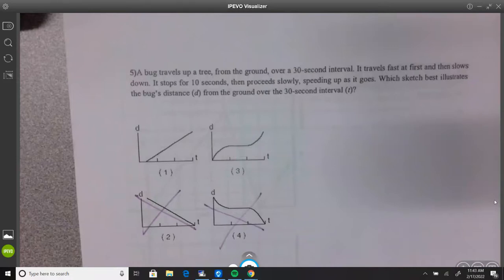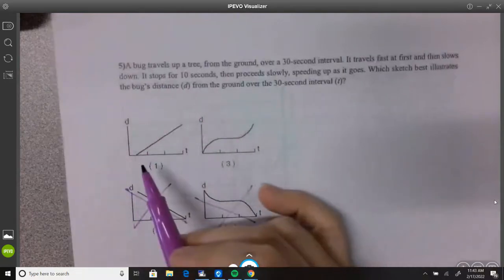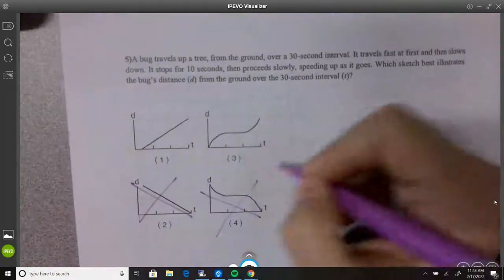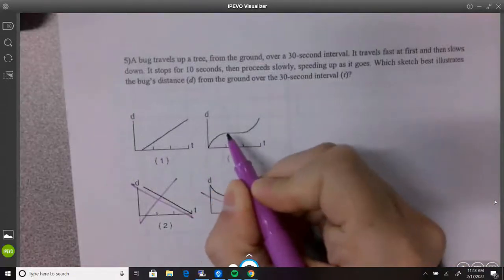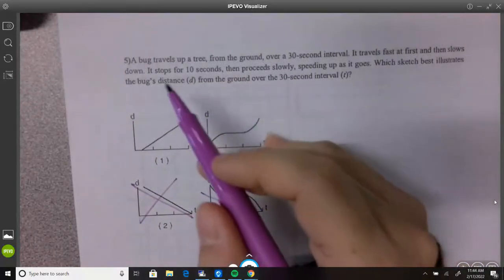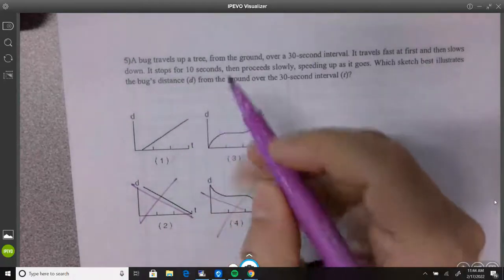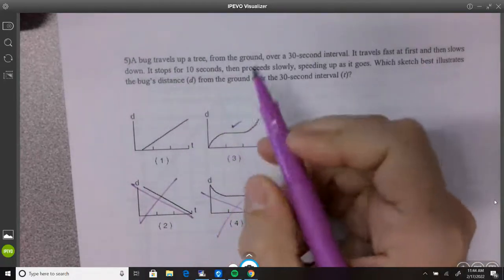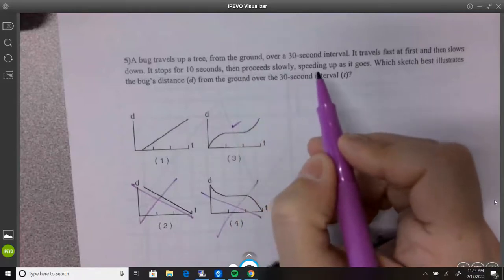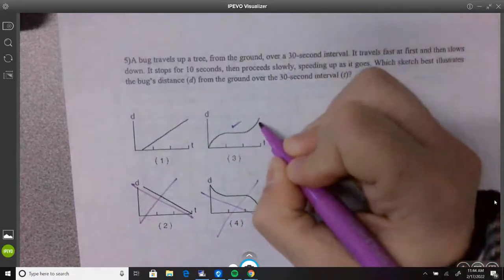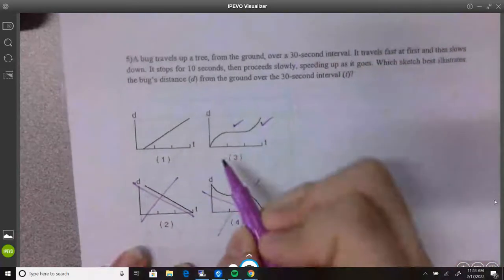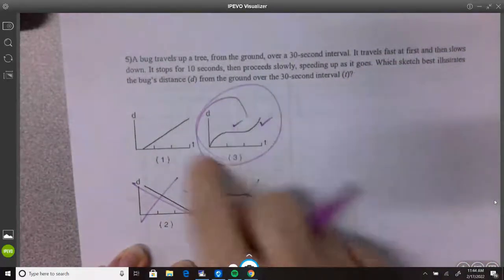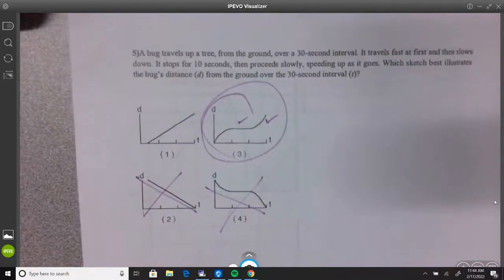Second, we are looking at a resting period. It travels fast and then starts to go slow. So there's a change in our speed. So 1 here would show a constant speed, but 3 shows that speed kind of slowing down. So let's just go ahead and double check. Let's keep reading it. It stops for 10 seconds. We see that right there. Then proceeds slowly speeding up as it goes. We see that right here. So that means choice number 3 would be our correct answer.